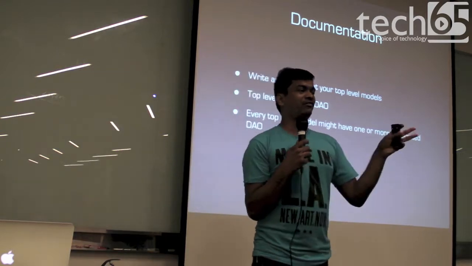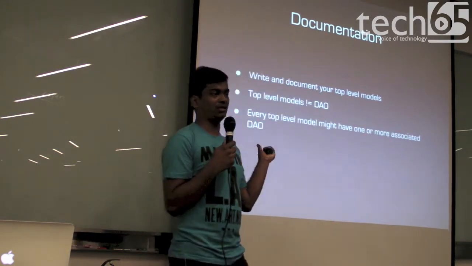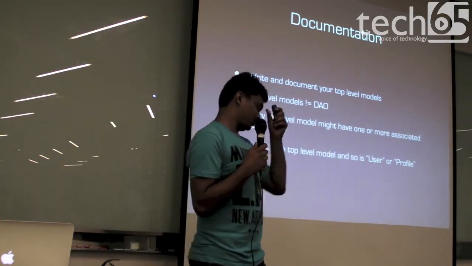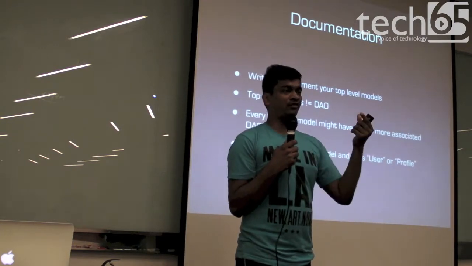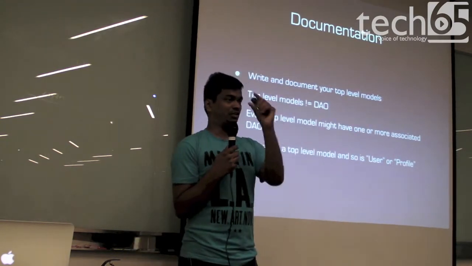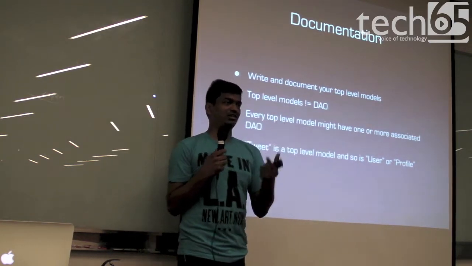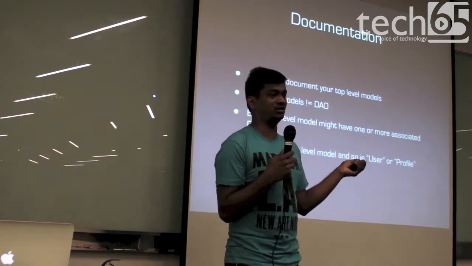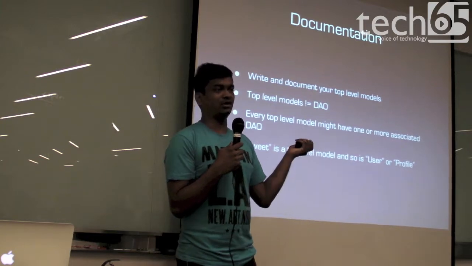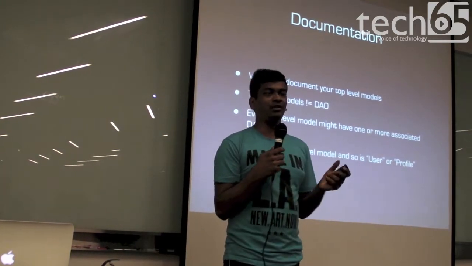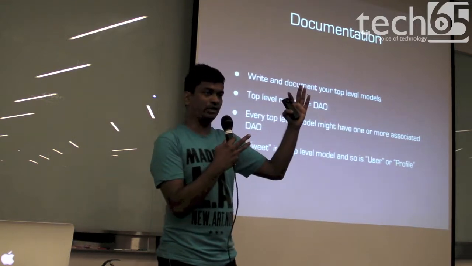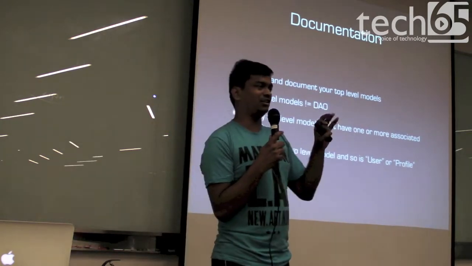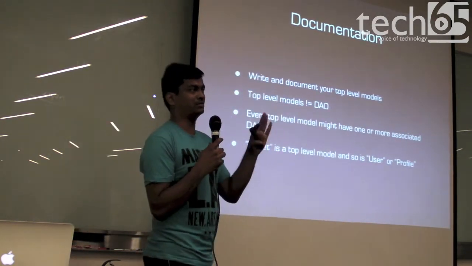Every top level model might have one or more DAOs, assuming you use a relational database instead of a NoSQL database. Example, a tweet is a top level model, but it could contain a user profile and the tweet string. Right? So a top level model is a tweet, but how it's stored in the database is different. The tweet string might be stored in a different table. The user's profile will be stored in a different table. But when I get a tweet from Twitter, it gives me everything, right? And that is kind of a crude difference between a top level model and a database object.